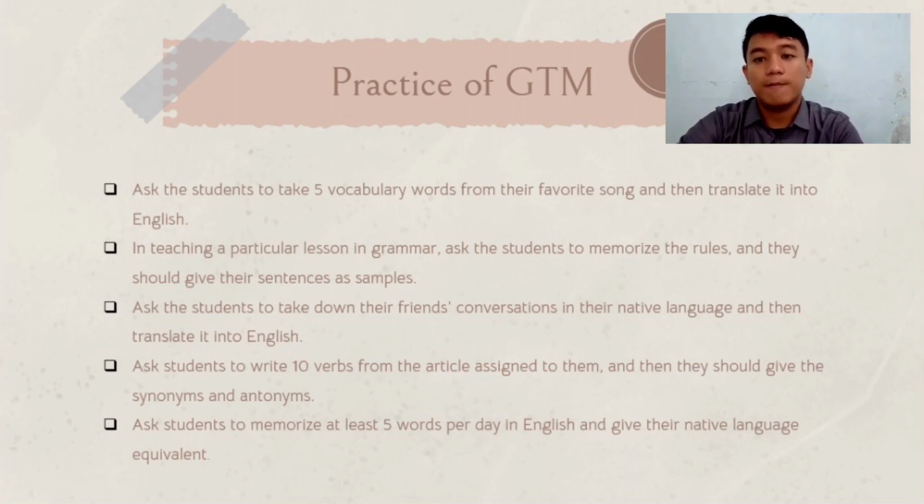Third, ask the student to take down their friends' conversation in their native language and then translate into English. Fourth, ask the student to write 10 verbs from the article essays given to them, and then give the synonym and antonym. Fifth, ask student to memorize at least 5 words per day in English and give their native language equivalent.